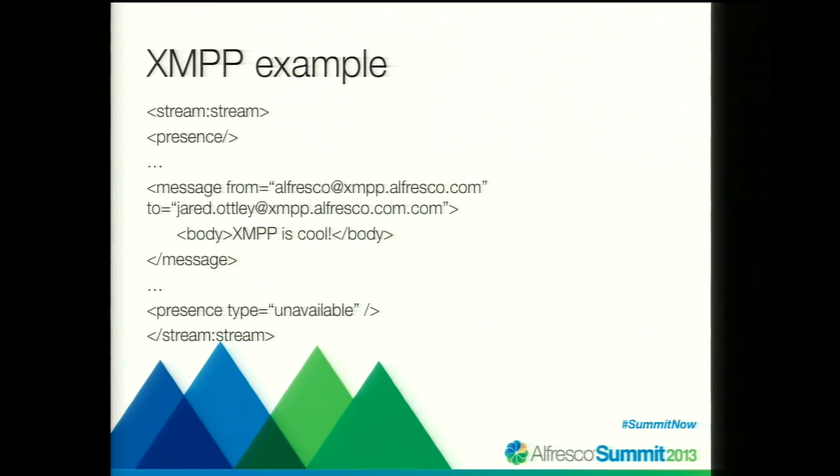Here's just a little example of what XMPP looks like. When a client opens a connection to the server, basically a long-lived XML session is opened between the client and the server. It starts off with a stream, and then the first thing that goes out is a presence message. Not providing it with any attribute means that the person is available for chat. Then a default message would have things like who it's from, who it's to, and the body of the message, and then you see the presence making it unavailable as part of that.